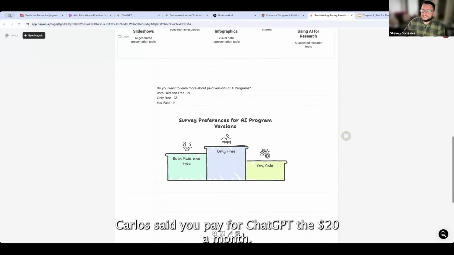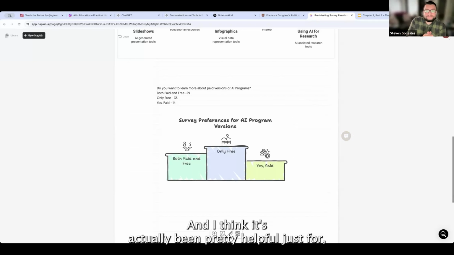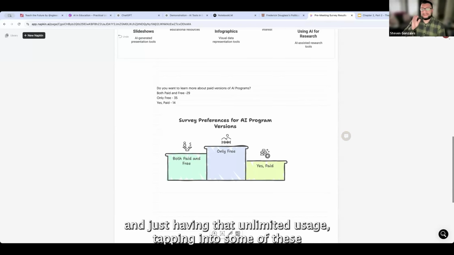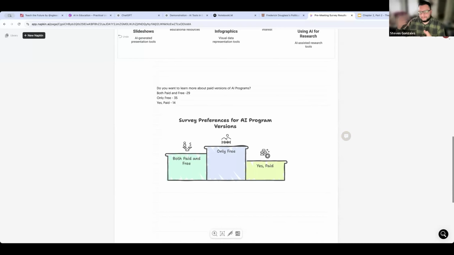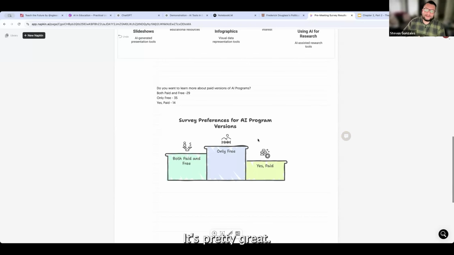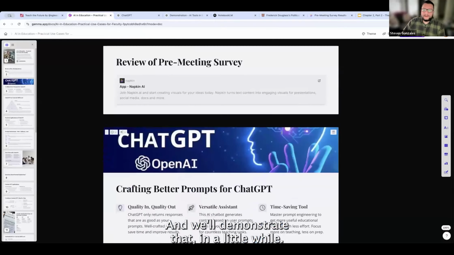Carlos said you pay for ChatGPT, the $20 a month. So do I. And I think it's actually been pretty helpful just for getting the outputs from my brain, my thoughts, and just having that unlimited usage, tapping into some of these bigger features like deep research and things like that. It's pretty great. So again, all of these were generated by NapkinAI, and we'll demonstrate that in a little while.